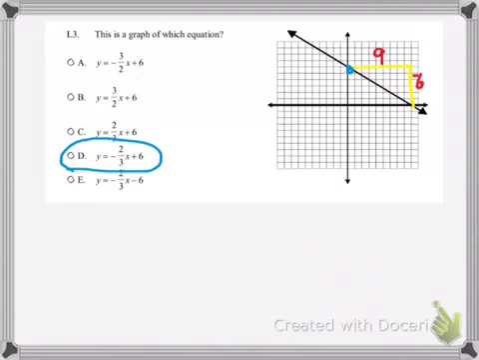Number 3, this is the graph of which equation? So the first thing I did was I found my y-intercept to be positive 6, so that eliminated choice E. Then I found my rise and my run. My rise was negative 6, and my run was positive 9. So when that reduced, that gives me negative 2/3. So my answer is D, negative 2/3 x plus 6.